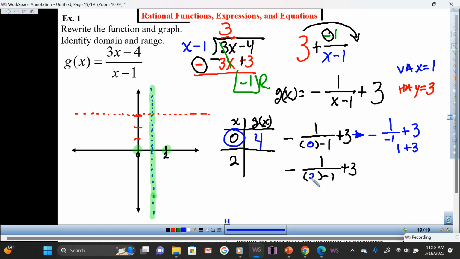Next value, 2. Negative. What is 2 minus 1? 1 plus 3. So what is 1 over 1? 1 times a negative? Negative 1 plus 3? 2. All right, so let's plot those points. 0, 4. 0, 1, 2, 3, 4. And 2, 2. 2, 1, 2.